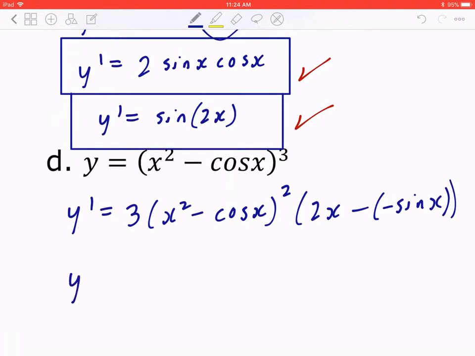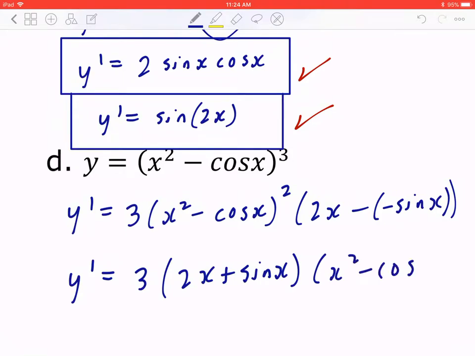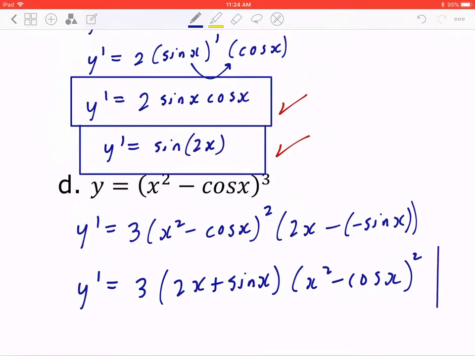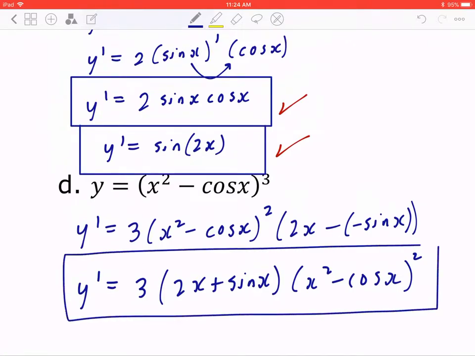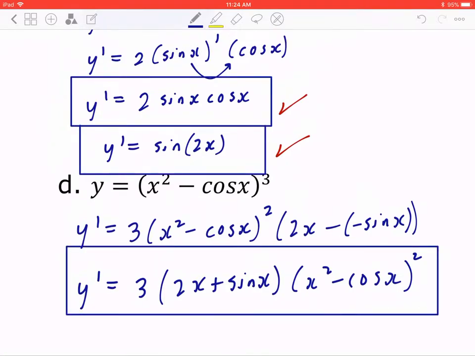Now here comes the final answer. And again, you can bring the 3 to the front or just leave it as is. You can bring 2x plus sine x as the second part. And then the last part is going to be x squared minus cosine x quantity squared. So I hope this is in agreement with the answer you have on your paper. That's how I know for sure you're in phase and you're synchronized.